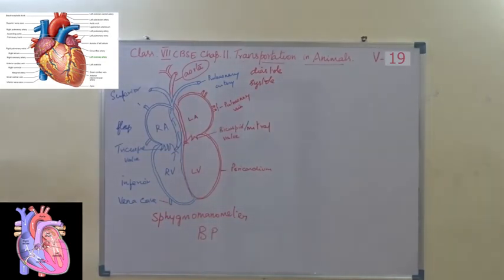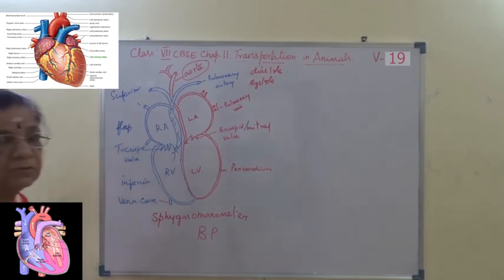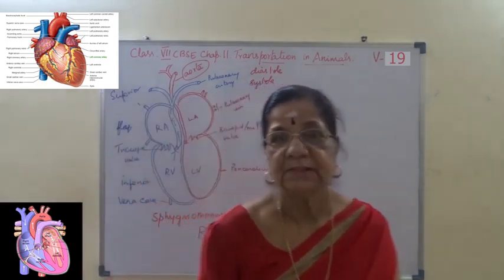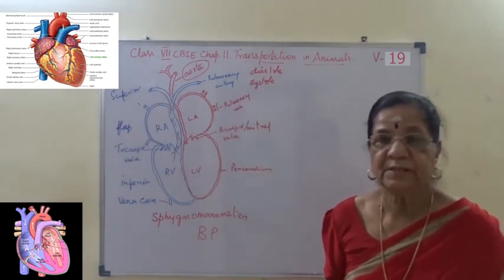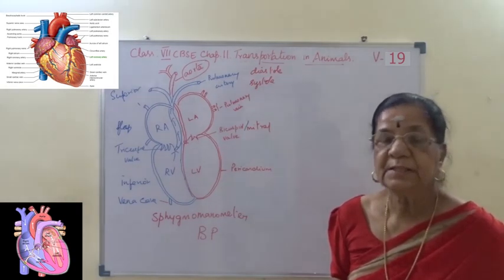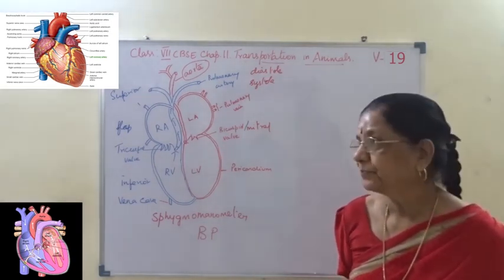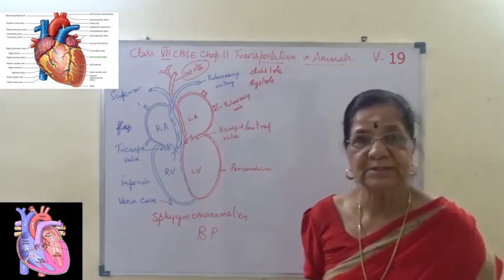So you should know about diastole and systole. The valves of the heart: the bicuspid, otherwise called the mitral valve. From the right atrium to the right ventricle, it is the tricuspid valve. When the vena cava carries impure blood. I hope you are able to follow this.